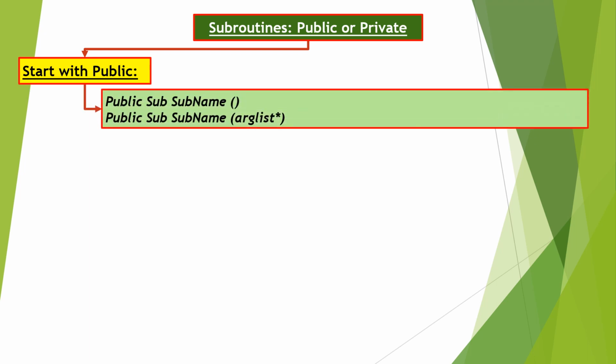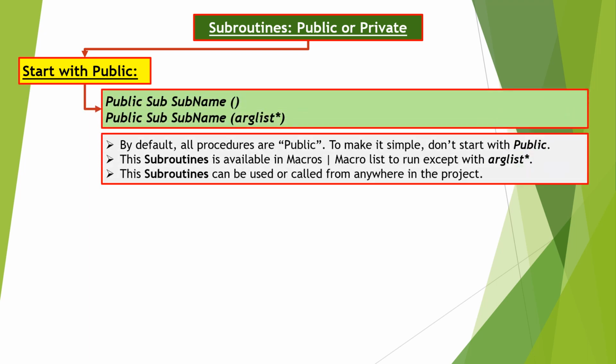When to use public subroutines. By default, all procedures are public. To make it simple, don't start with Public. A public subroutine is available in macros, macro list or Run, except with an argument list, and this subroutine can be used or called from anywhere in the project.